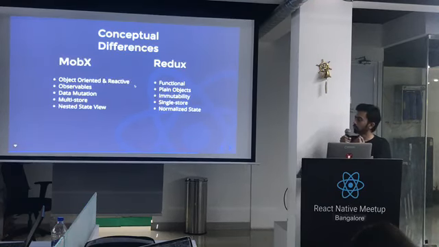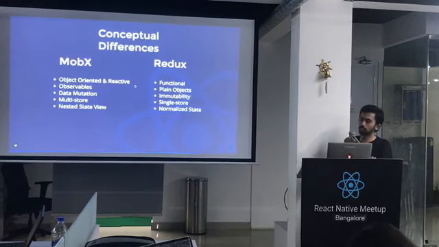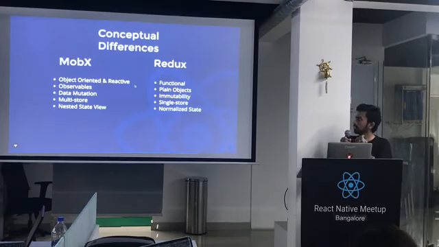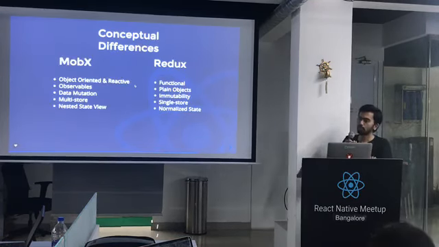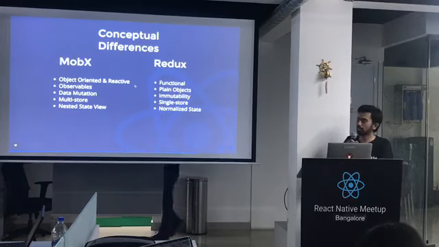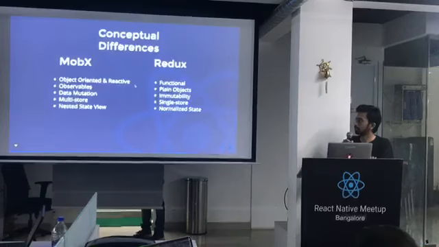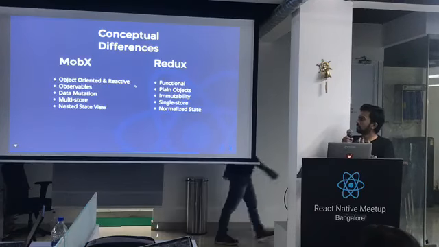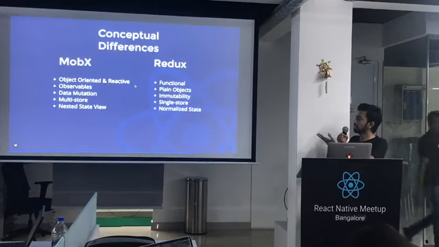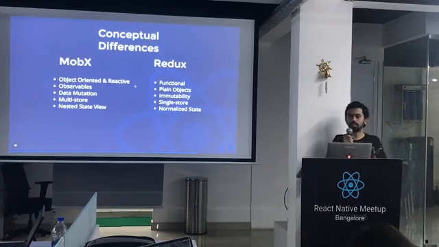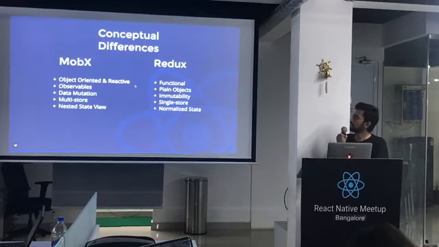While Redux works on plain objects, and whatever changes you want to make to the state, you have to make them through actions. In MobX, you can mutate the state directly, but in Redux, everything goes through actions. That is why it is easier to debug. And then, as I said, data mutation: you mutate the state directly in MobX, and in Redux, you have immutability.